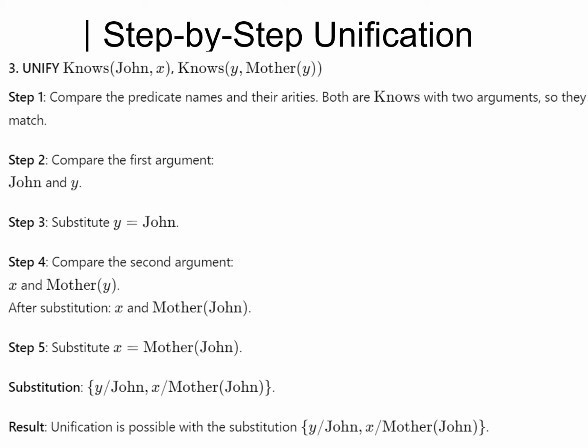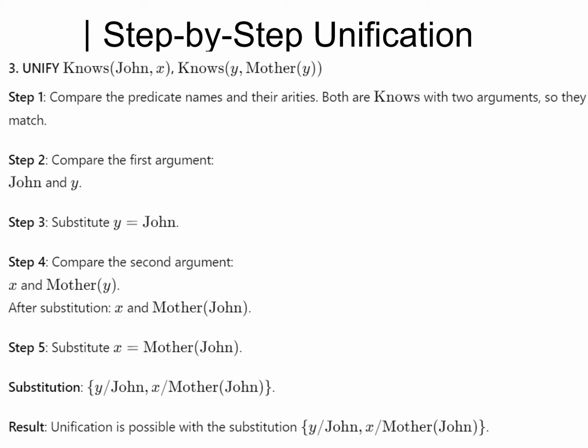The third sentence shows the unify of knows(John, X) and knows(Y, mother of Y). As a first step, both expressions have two arguments. Since it matches, we are comparing the first and second arguments. In the first, we compare John to Y, so substitute Y is equal to John. In the second argument, we are comparing X to mother of Y. We are substituting X equal to mother of John, since Y has already been assigned John. Now X is equal to mother of John.